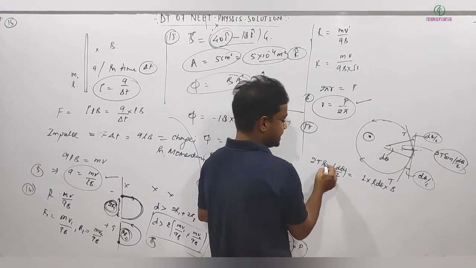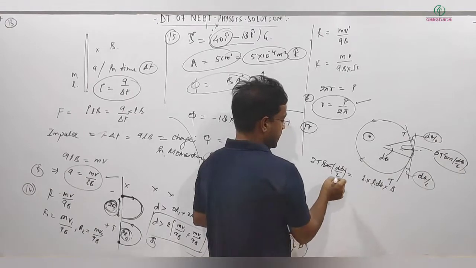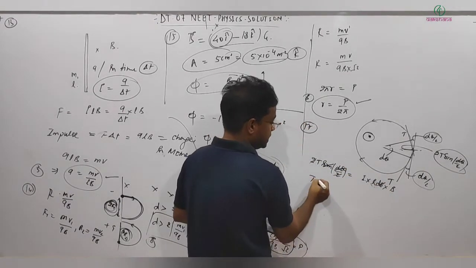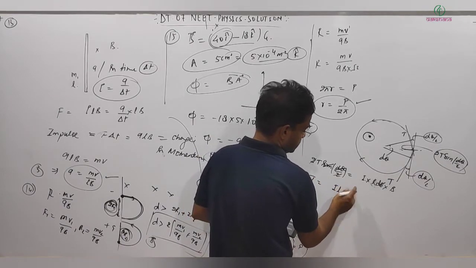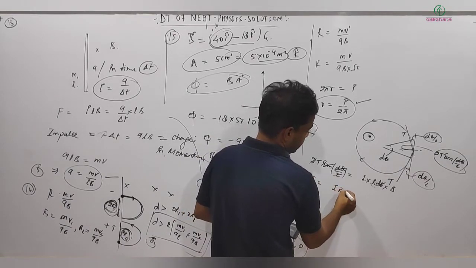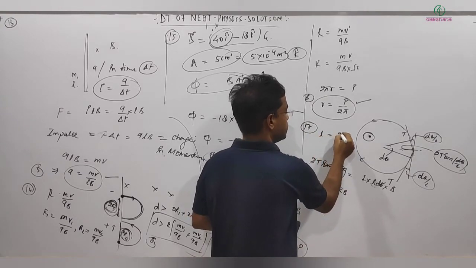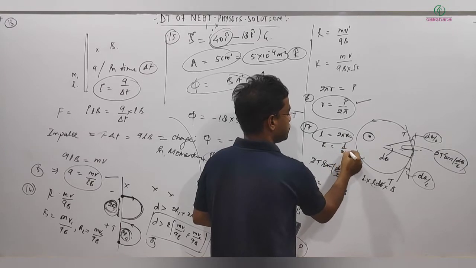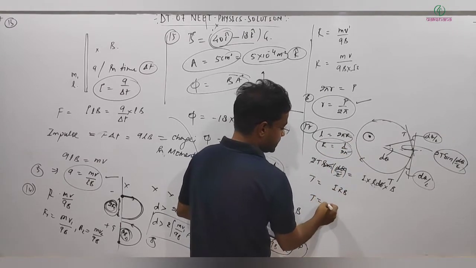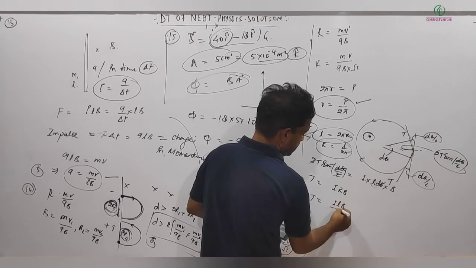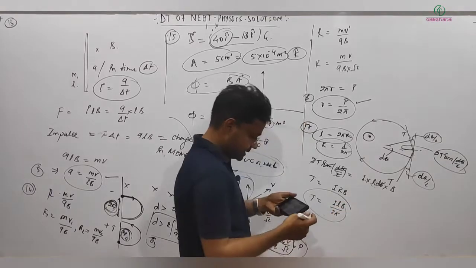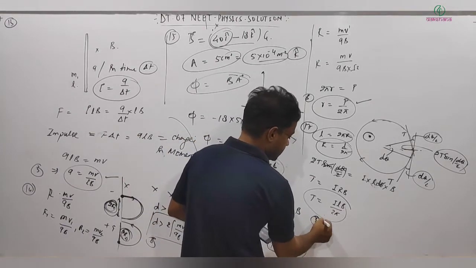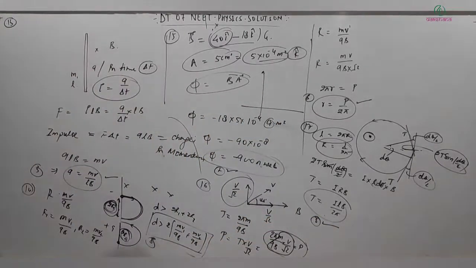For a small value of theta, sine theta can be written simply as theta, and the 2 cancels, d theta is again gone. Then we get T equal to I into R into B, and it's given L is equal to 2 pi R. So R will be equal to what? L by 2 pi. Substituting, the tension comes out to be ILB divided by 2 pi, and it's asking only about tension, so yes, it matches with option third. That is the answer to question number 17.